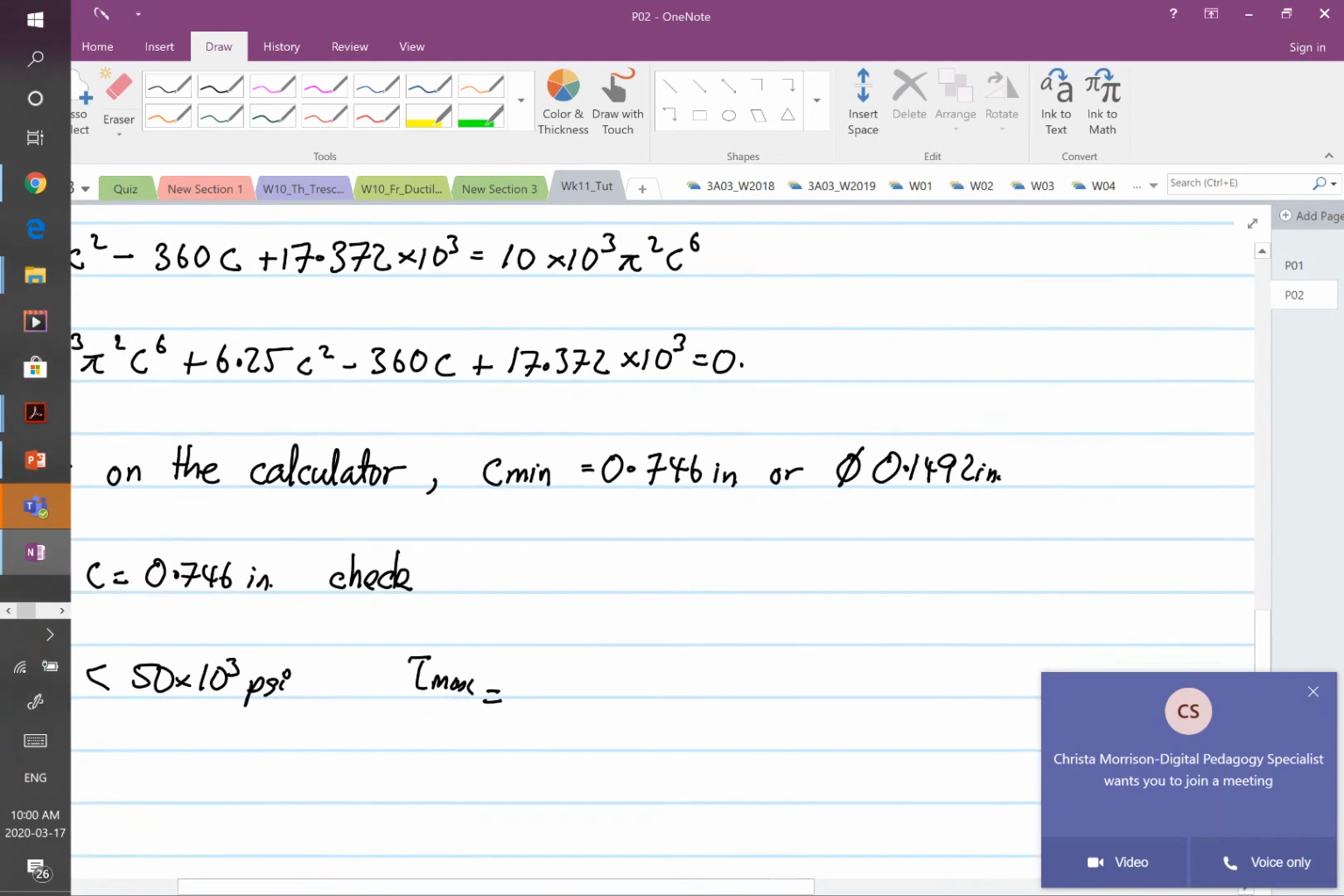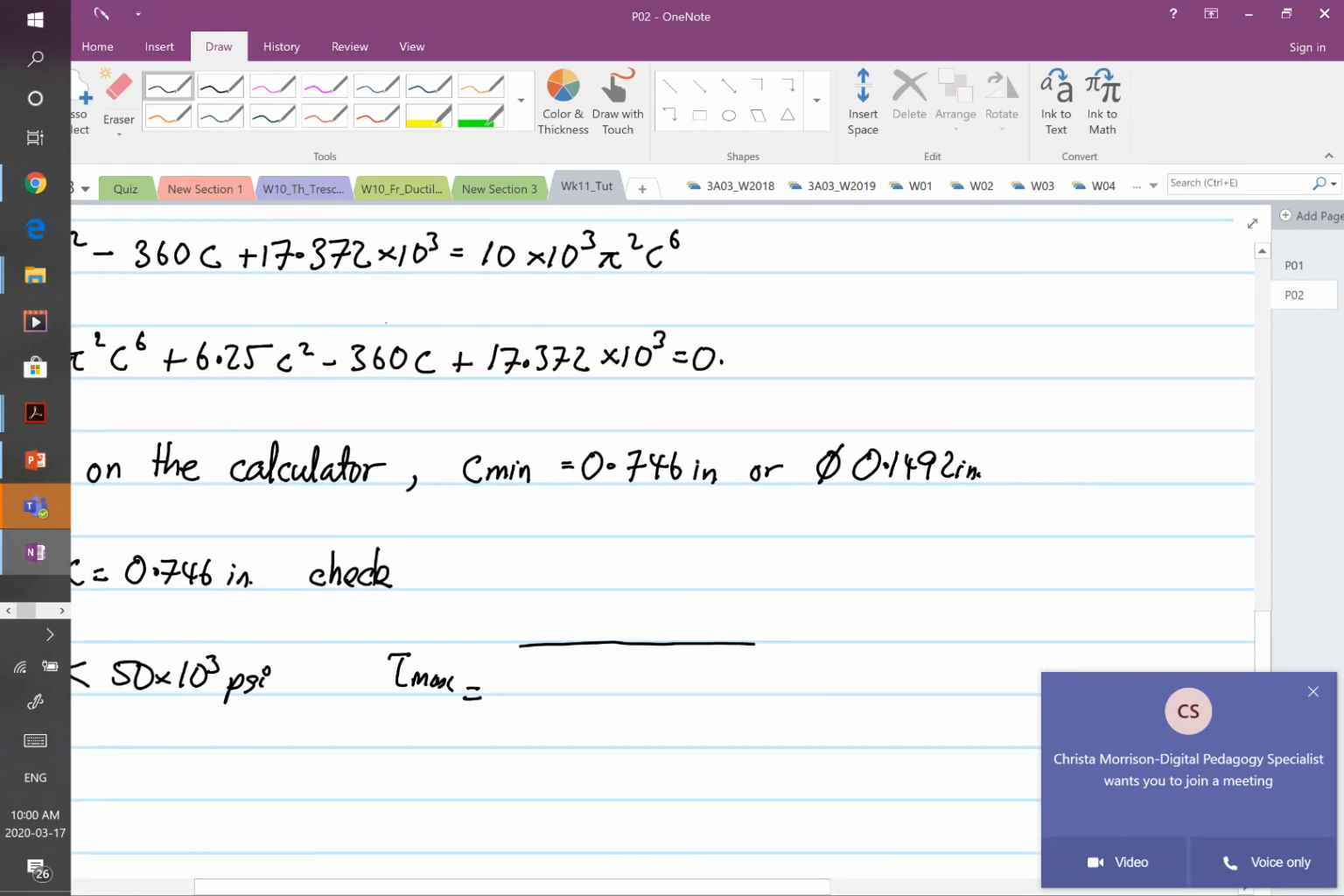will be equal to the square root of minus 2500 C minus, so you use this formula to check: 2 pi C cube plus 55 divided by pi C cube, squared. So you substitute your C into there.